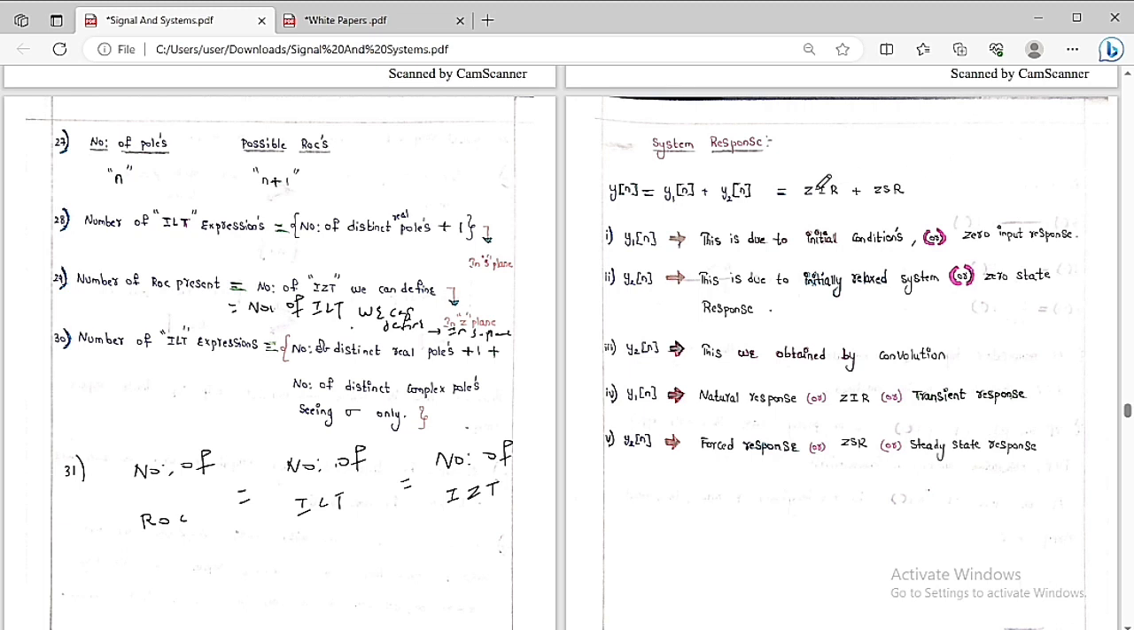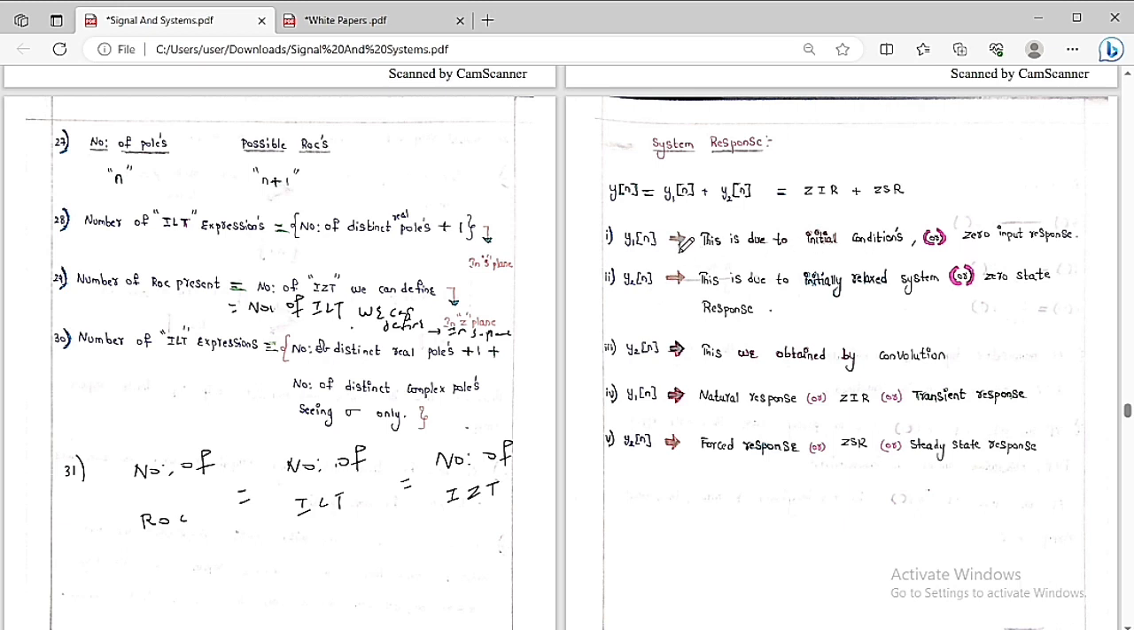So what is the meaning of zero input response? Here the input is zero. So because of the non-zero state variables, we are going to get the output, and that is called the zero input response. And y2 of n is called the zero state response. Zero state response means here the states are zero. Because of the input, we are going to get the output. So because of this reason only, it is called the zero state response. So y1 of n is nothing but the response due to the initial conditions.